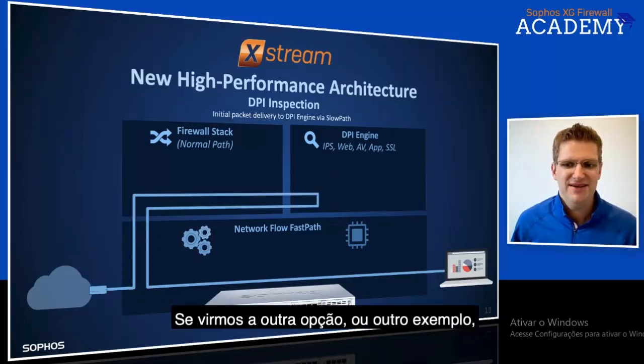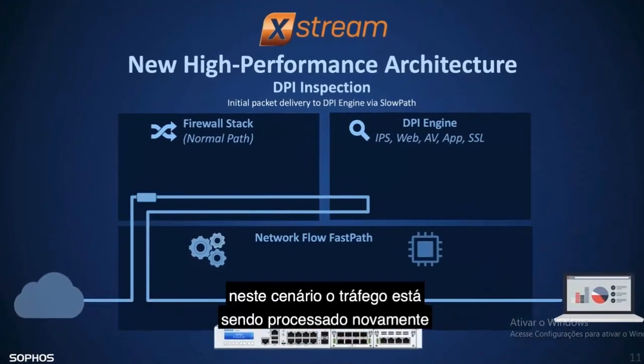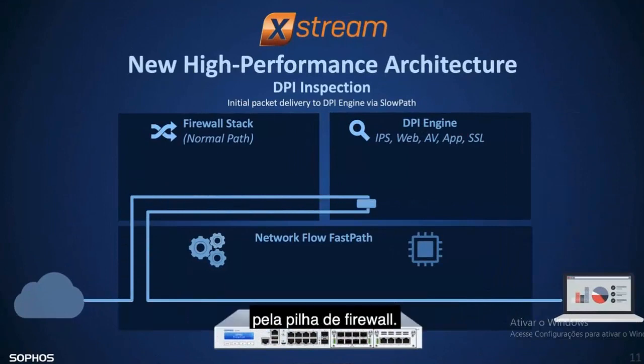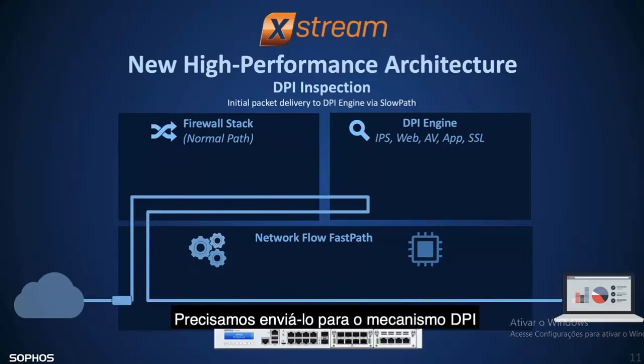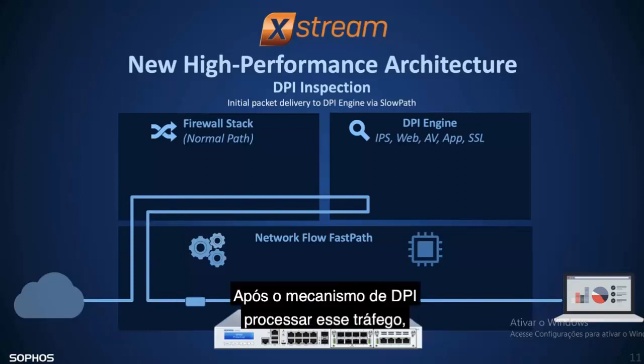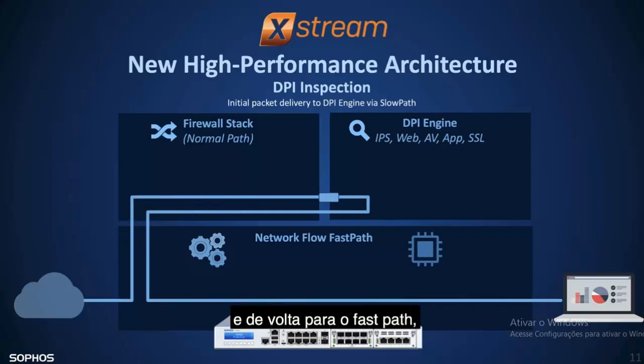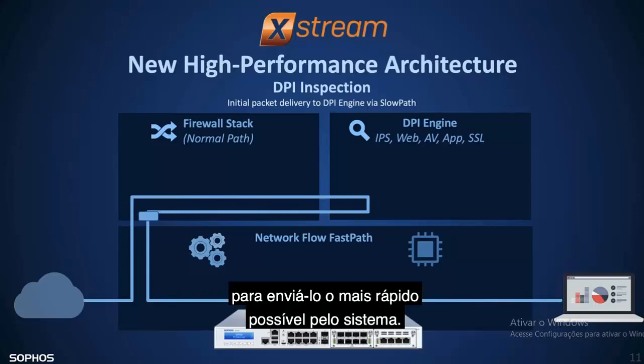Now, if we look at another example, in this scenario, traffic again is being processed by the firewall stack. And in this scenario, the firewall stack has said, right, well, we do need further checking of this traffic. We need to send that on to the DPI engine for further checking. Maybe it's web traffic, maybe it's application traffic that needs IPS checking, but we're running that through there. Once the DPI engine has processed that traffic, it's going to pass that back to the firewall stack and back to FastPath to send that through as quickly as it can through the system.